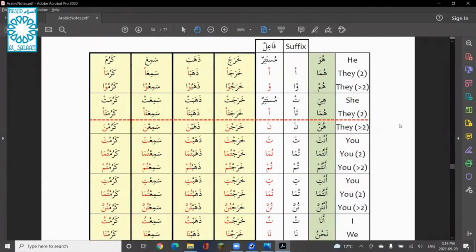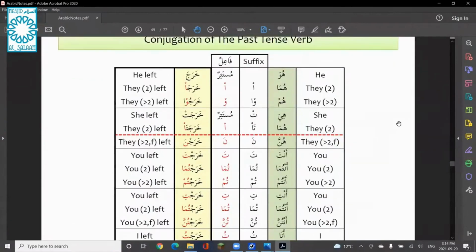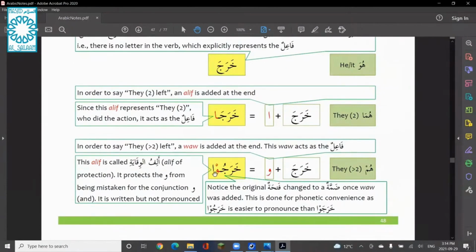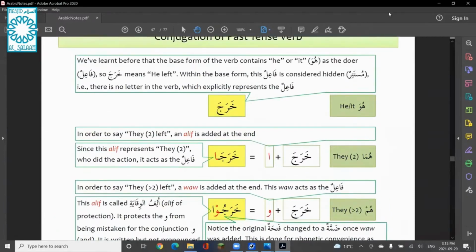Let me see if I can show you something else. There was one more thing I wanted to talk about. Okay, so I said I will tell you why there is an alif after the waw. The alif is called aliful wiqaya, the alif of protection. It protects the waw from being mistaken for the conjunction. What is the conjunction waw? The meaning of waw in Arabic is "and." So in order to differentiate it from the "and," the extra alif is attached when we are doing the conjugation. Okay, so inshallah, we will talk more about this.